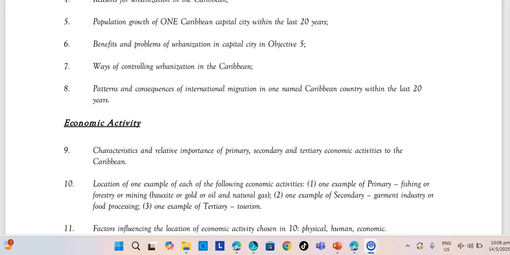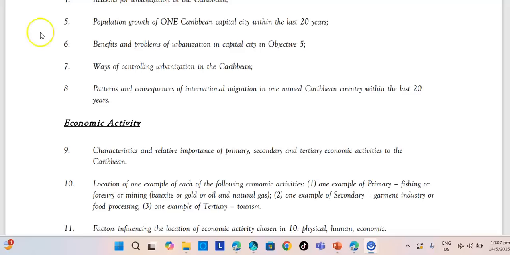Now, characteristics of tertiary economic activities, they are mostly found in towns and cities. They depend on skilled workers and good communication. It is the most growing sector in the Caribbean. Tourism brings in a lot of foreign money and it supports the entire economy and creates many jobs.